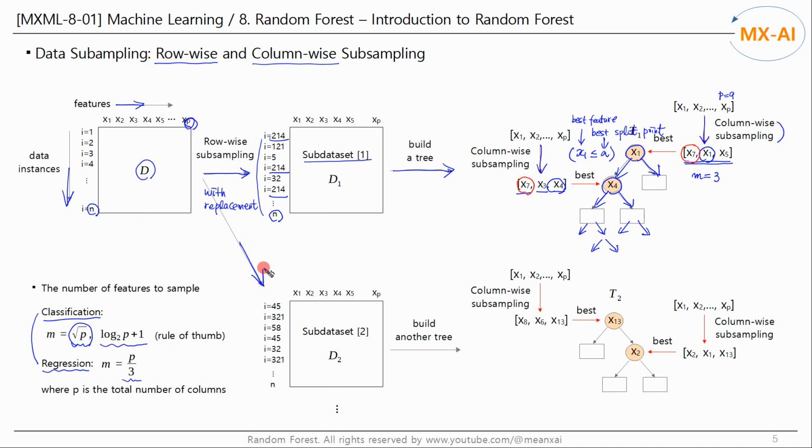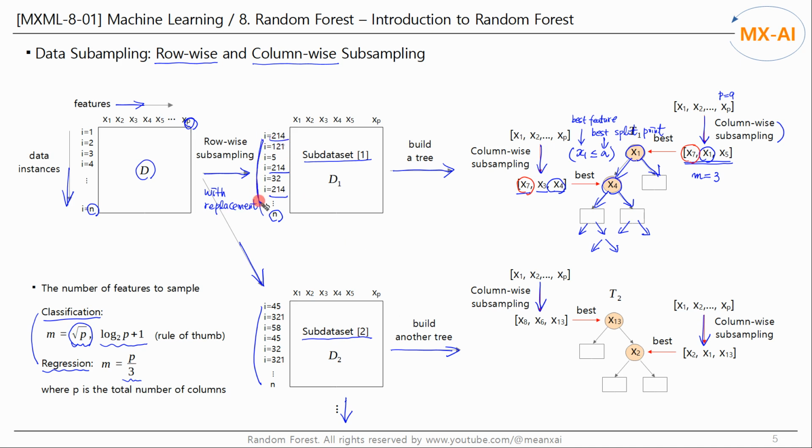Next, we perform row sampling again to generate another subdata set. This time, a different set of data instances will be sampled. Then we use this new dataset to build another decision tree. Again, feature sampling is performed in the same way as before. By repeating this process, we can build many different trees. The purpose of subsampling is to reduce the correlation between trees. As a result, the variance of the final prediction becomes smaller.